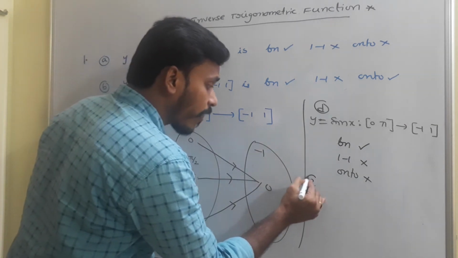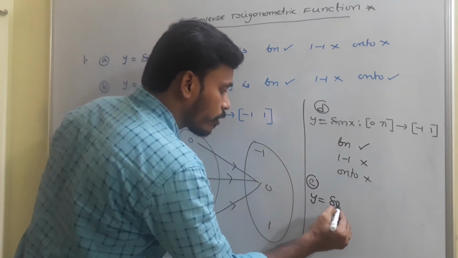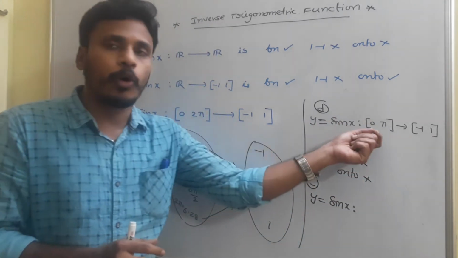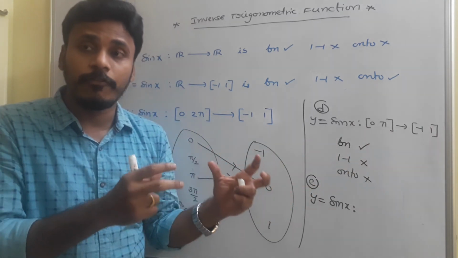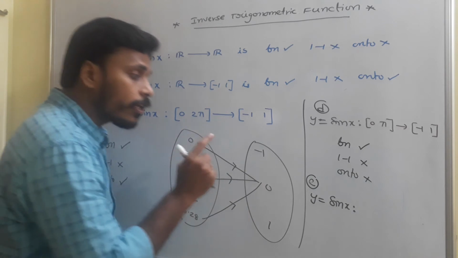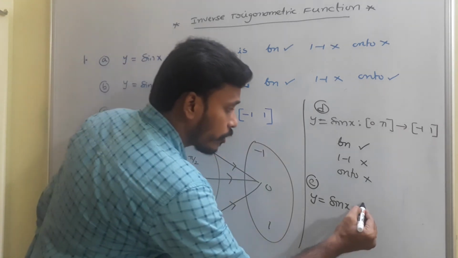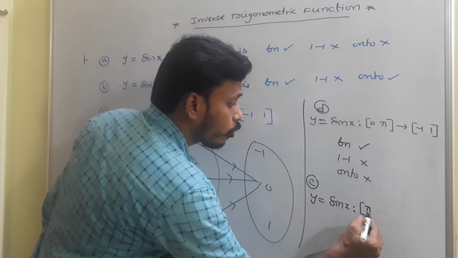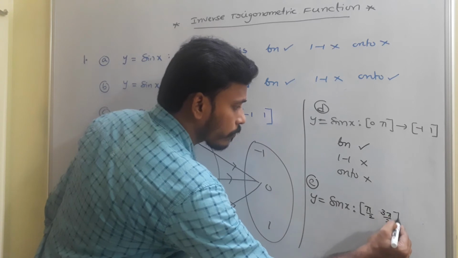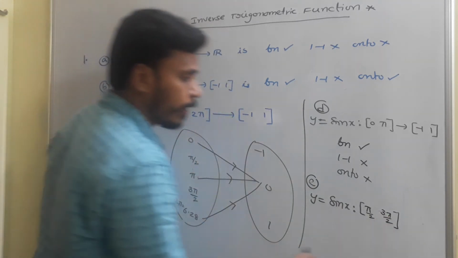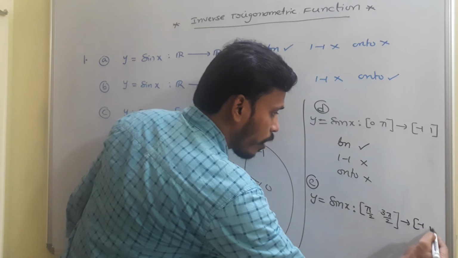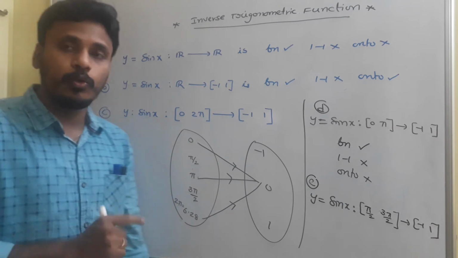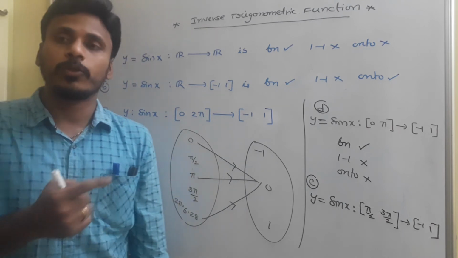Now think about another function, y is equal to sin x. See where I failed here. If I consider only positive regions, I fail to make it onto. Now y is equal to sin x is a function with the domain pi by 2 to 3 pi by 2 and the range from -1 to 1. If the domain is pi by 2 to 3 pi by 2 and the range is -1 to 1, what can we say about the function?